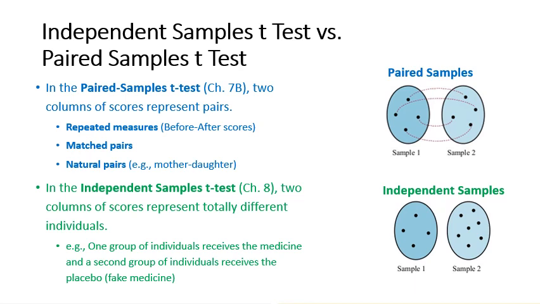We couldn't match each person from sample 1 to a person in sample 2 because there are more people in sample 2. So sometimes there aren't even the same number of people in each condition. So these two samples are completely independent. There's no systematic relationship between them.